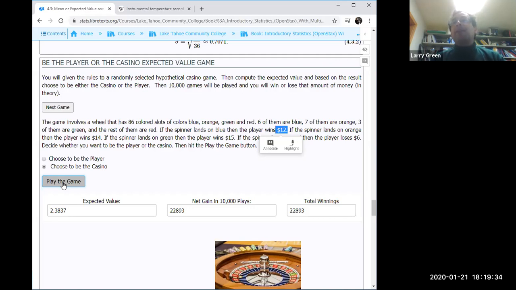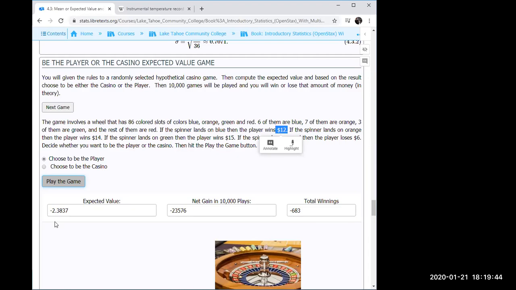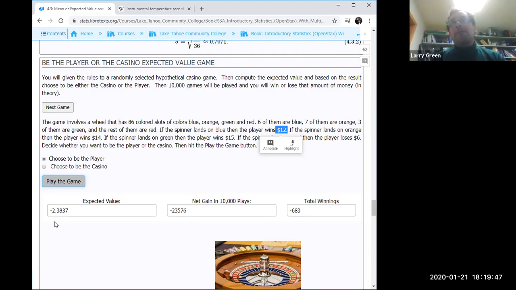The casino is positive. If I'm the player, notice it's negative. Does that make sense, Pooja? So it's negative for the player, and of course, if the player loses, the casino wins.